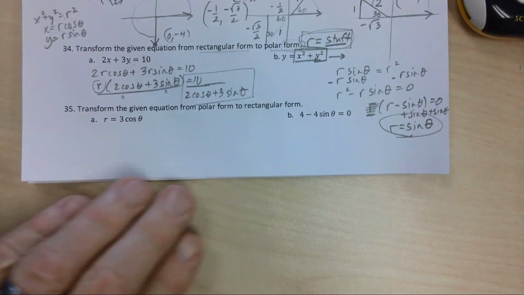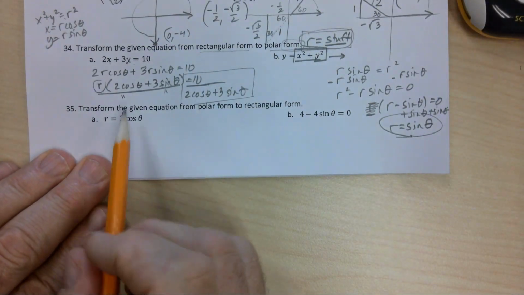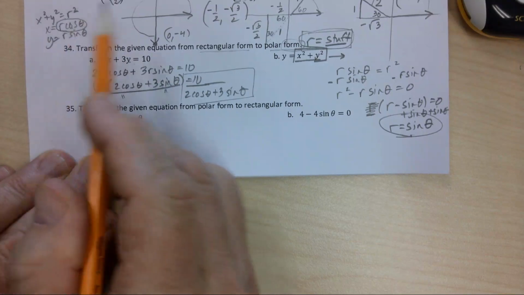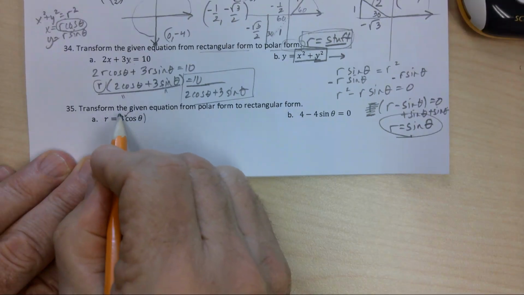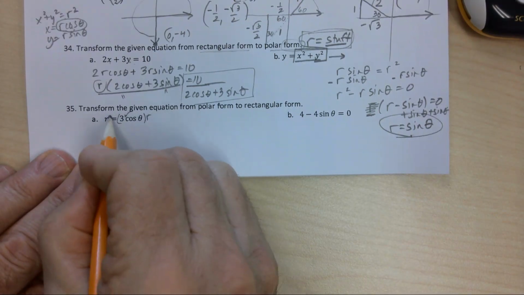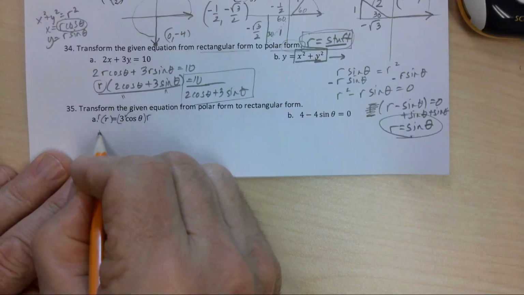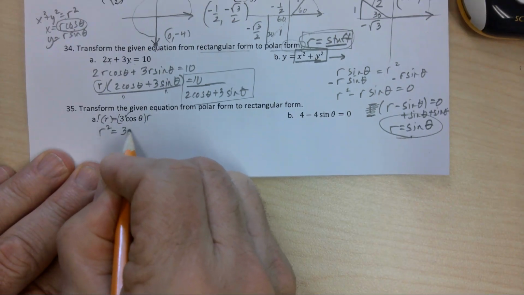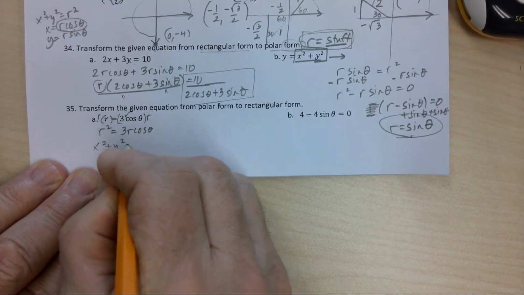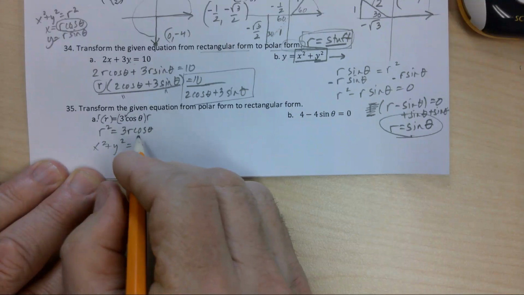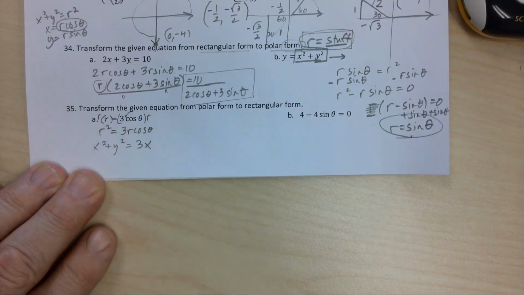And now they're going to have us go the other way. Remember, we want r cosine theta, so we're going to stuff an r in there by multiplying this side by r. But if we do that to this side, we have to do it to that side, and look at it, it just works out. So this is x squared plus y squared equals 3x. That's all they want for that.